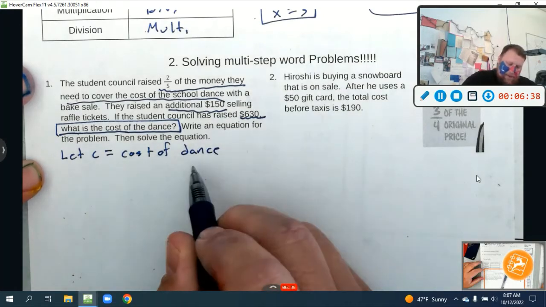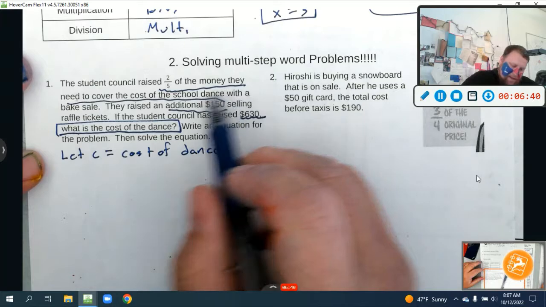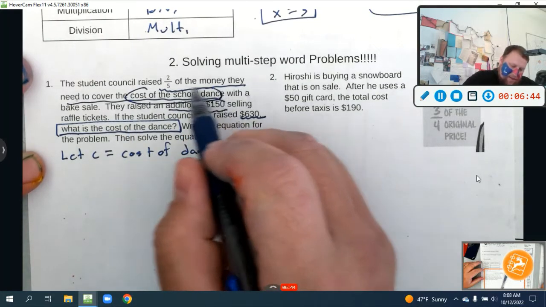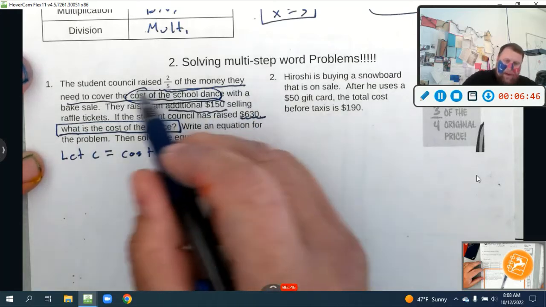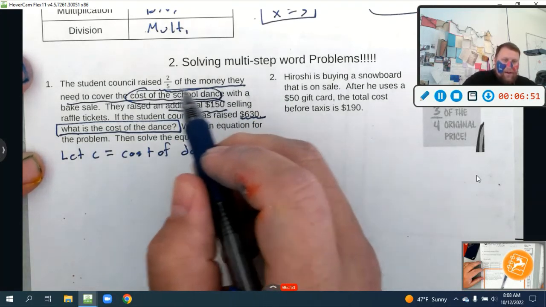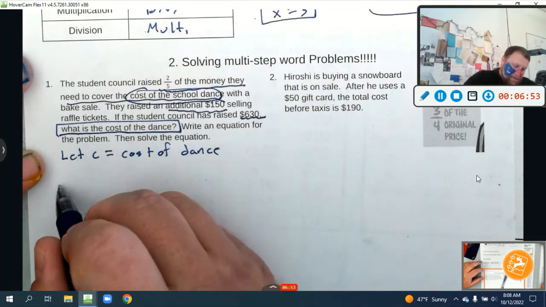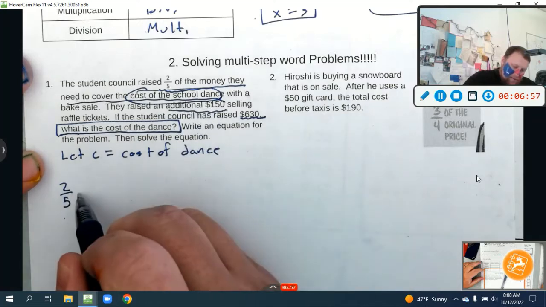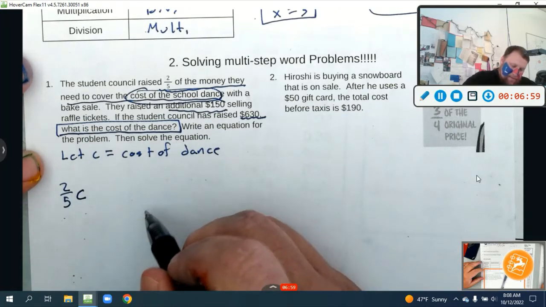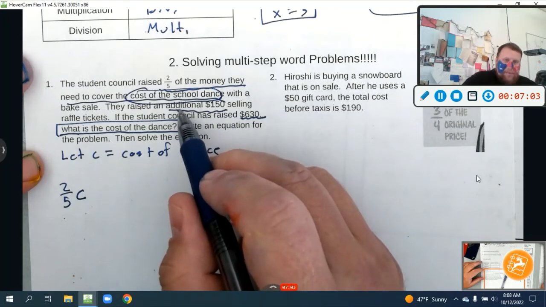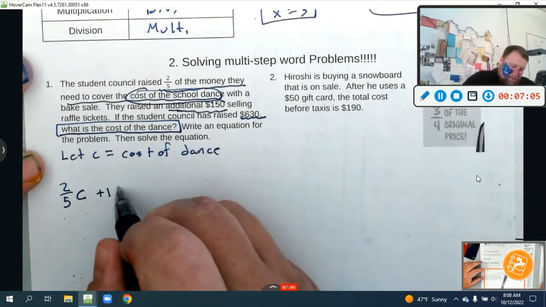This will help us because watch this. That means cost of school dance right here. This is C. So right here, this tells me my equation. Student council raised 2/5 of the money they need to cover the cost of school dance. That would be C, 2/5 C. They also raised an additional 150. Additional, that tells me to add 150. So plus 150.